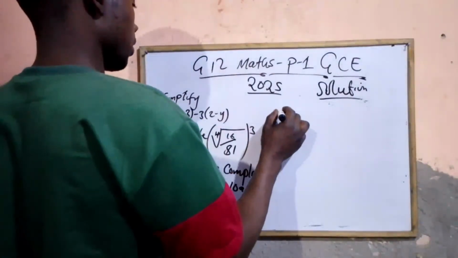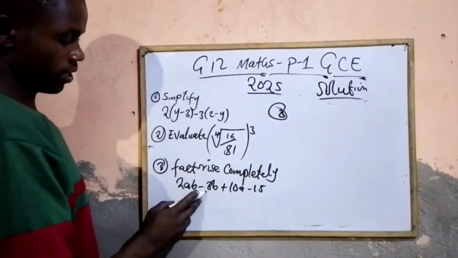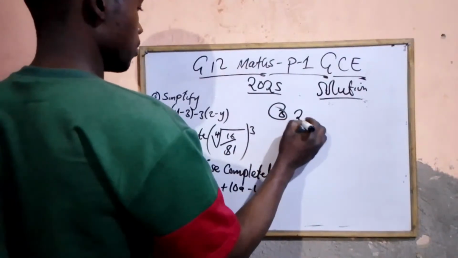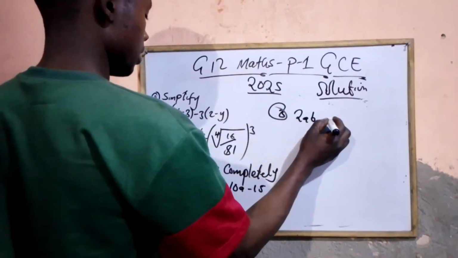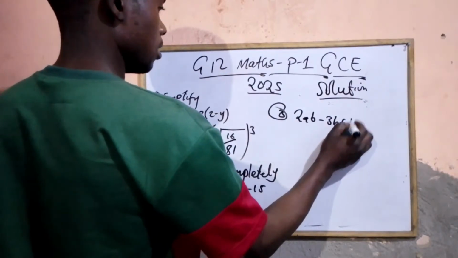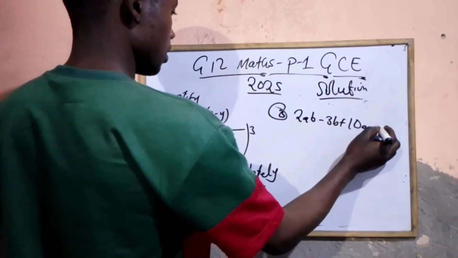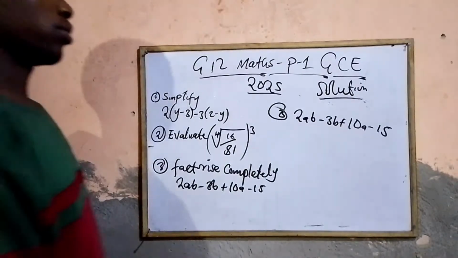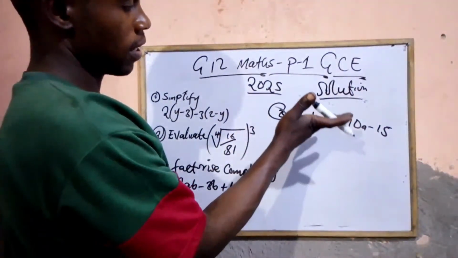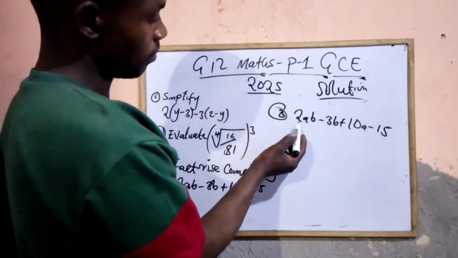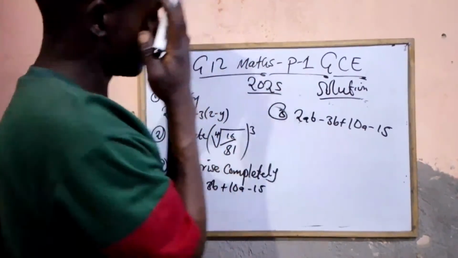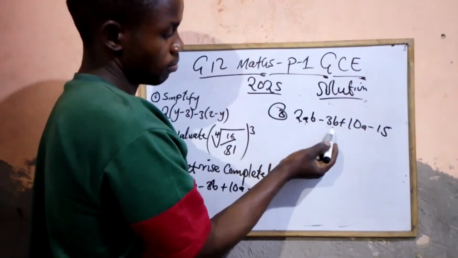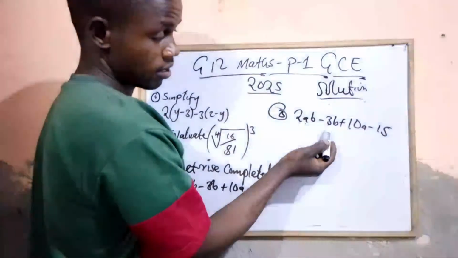Question 3, we are told to factorize 2ab minus 3b plus 10a minus 15. Okay, so we have 2ab minus 3b plus 10a minus 15. When you are told to factorize completely, you have to observe what we have been given. We have been given these numbers and the variables. So if you can see, here is a, and this number 2 can't go into this number.